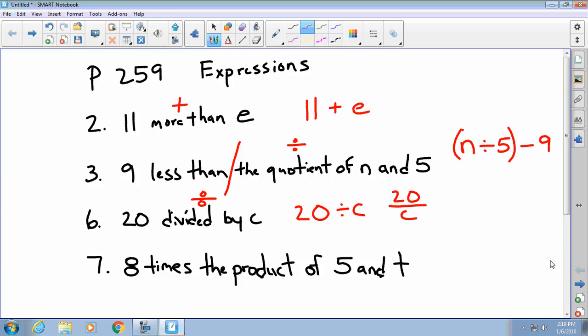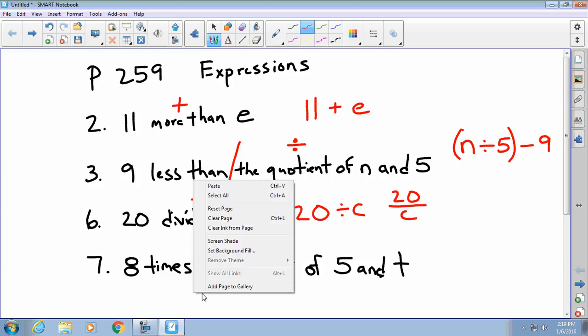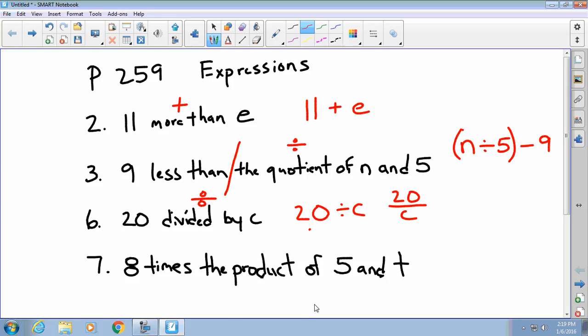Number 7, same thing: 8 times the product of 5 and t. 8 times, that's one part. The second part is the product of 5 and t. Well, product is the clue that tells you you're multiplying. If it's the product of 5 and t, I know I'm multiplying 5 times t. Remember, whenever a letter is written next to a number, that means multiply.